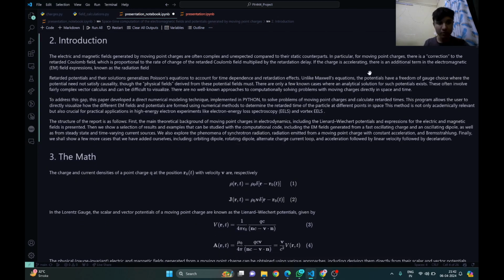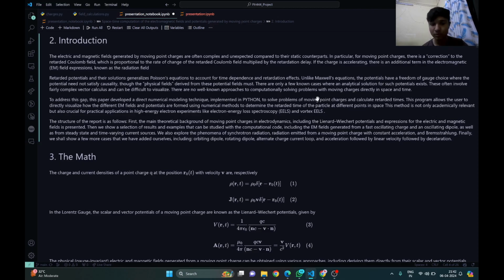The structure that we'll be following for this presentation will be as follows. First, we shall go with the theoretical background of moving point charges in electrodynamics, where we'll include the Liénard-Wiechert potentials and the expressions for electric and magnetic fields. Then after that, we'll show a selection of results and examples that can be studied with the computational code, which is also given in the paper. That shall include the EM field generated from a fast oscillating charge and from an oscillating dipole, as well as from steady state and time varying current sources.